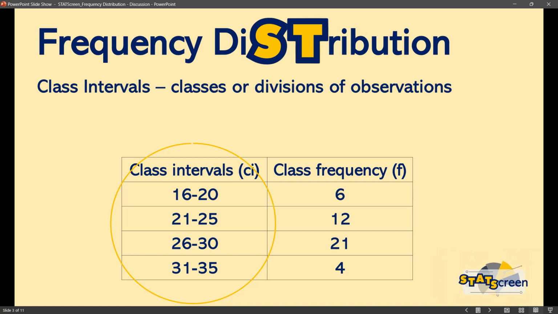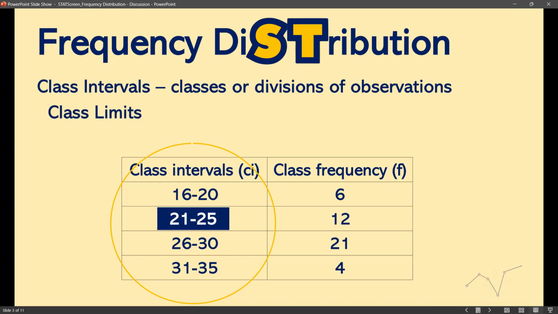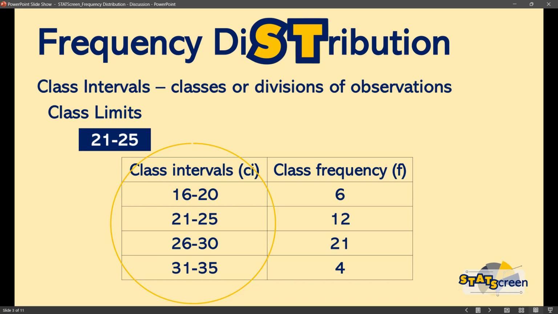In each class interval, you can determine the class limits. Let's use this class interval here. For this class interval, 21 is what is considered your lower limit, while 25 is your upper limit.